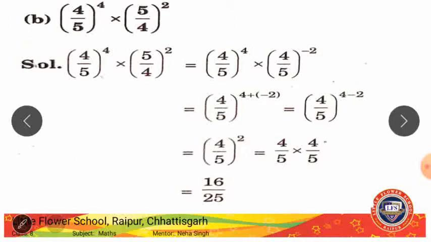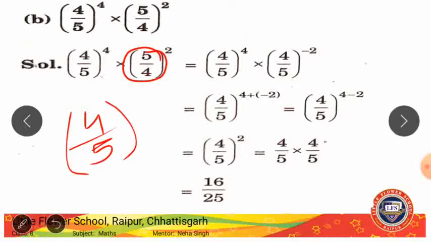What we will do is convert this 5 by 4 into 4 by 5. The numerator is changed into the denominator and the denominator into the numerator. What will happen to the power? The power will now have a negative sign: 4 by 5 power minus 2.